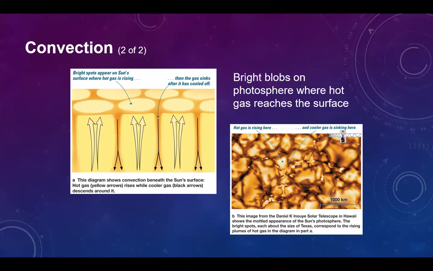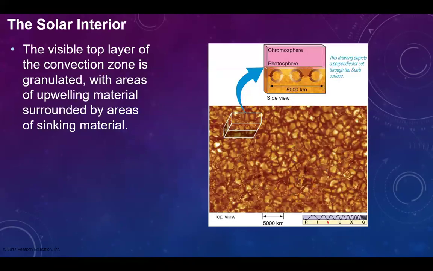And the bright bulbs on the photosphere correspond to where the hot gas reaches the surface. So the visible top layer of the convection zone is granulated, where we can see areas of upwelling material, the lighter areas, surrounded by areas of sinking material, the darker areas.